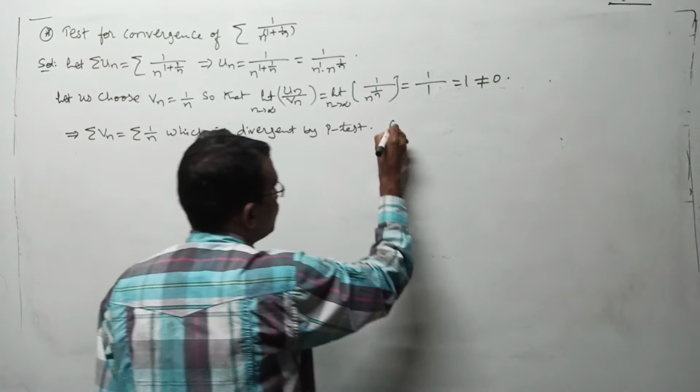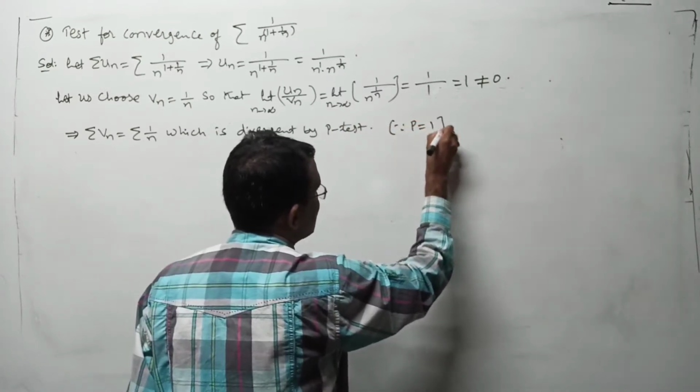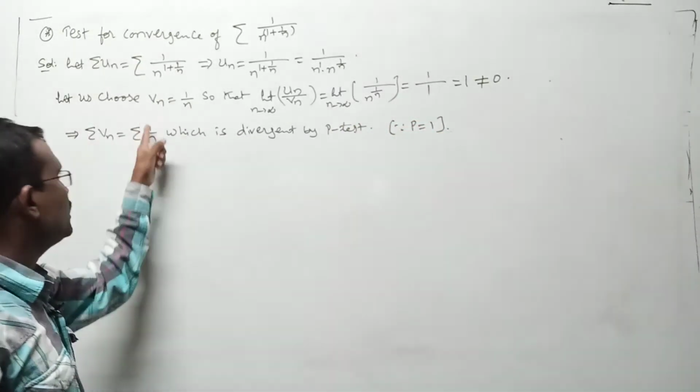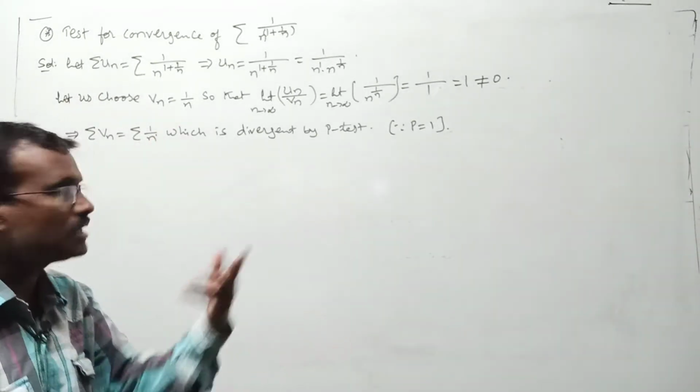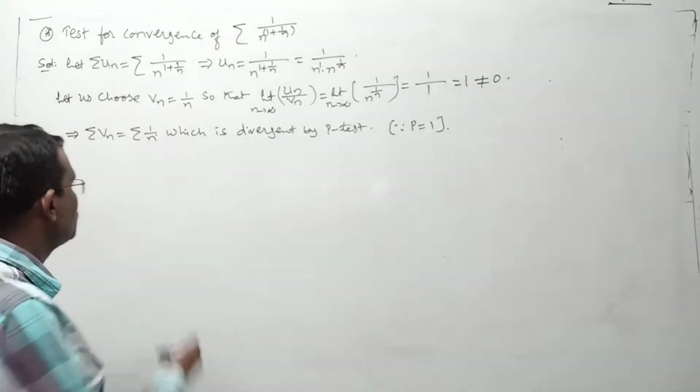Since reason is what? P is equal to 1. If p is less than or equal to 1, then sigma 1 by n power p, here n power 1 you can take. 1 by n power p is what? Divergent by auxiliary series test. That one only we proceed.